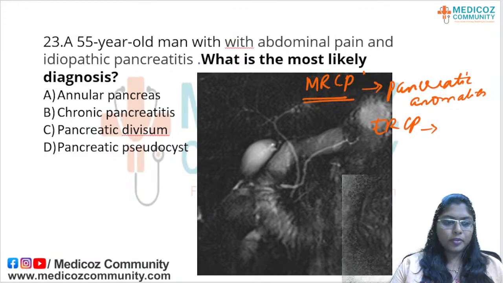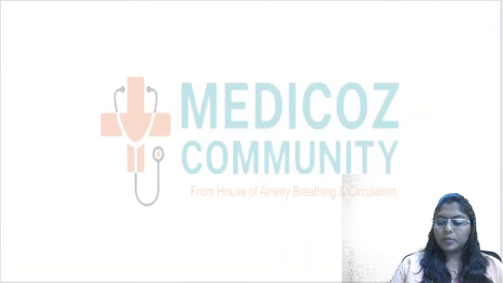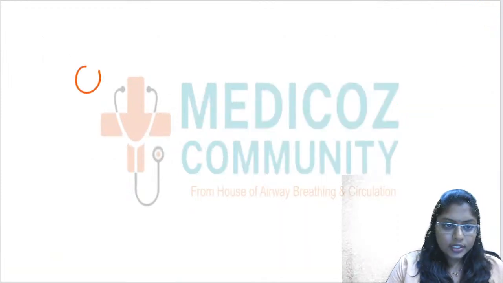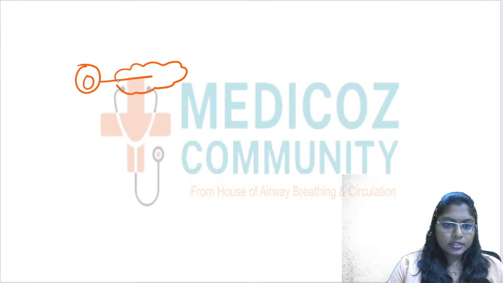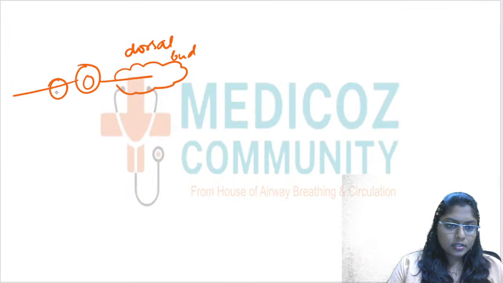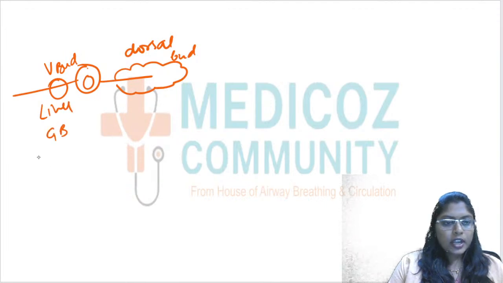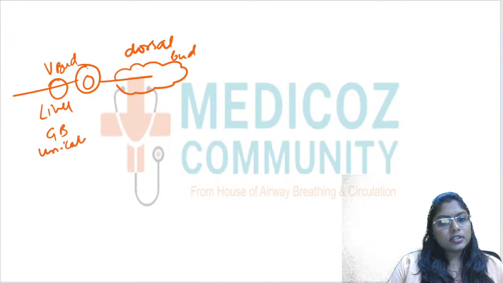Okay, first, before going to the answer, let me tell you briefly about the pancreatic embryology. This is the duodenum. This is the dorsal bud. This is the ventral bud. From the ventral bud, the liver, gallbladder, and uncinate process, head of pancreas are formed. Whereas from the dorsal bud, the rest of the pancreas is formed.